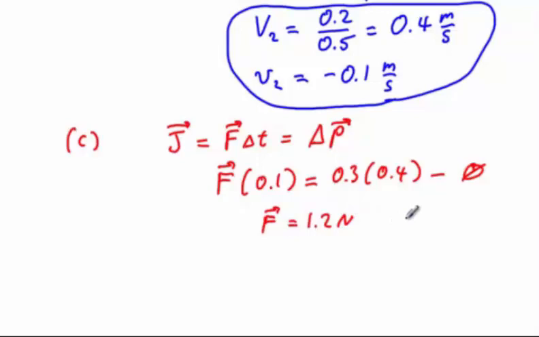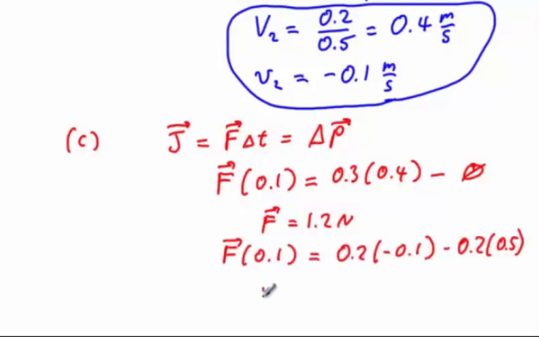Notice that if we had actually done the alternative calculation for cart 1, we get the result negative 1.2 newtons, equal and opposite to the force applied to cart 2.